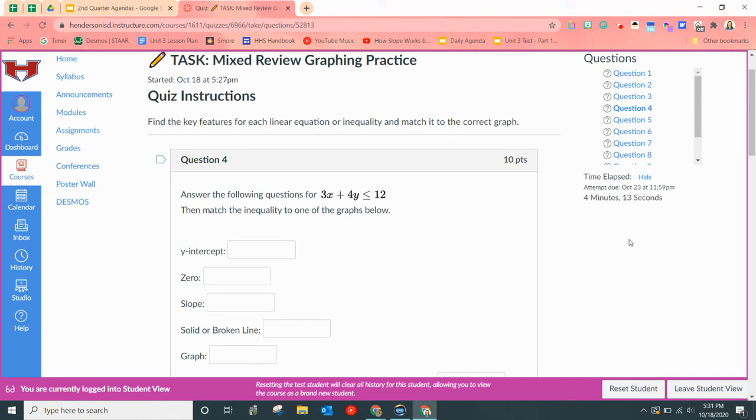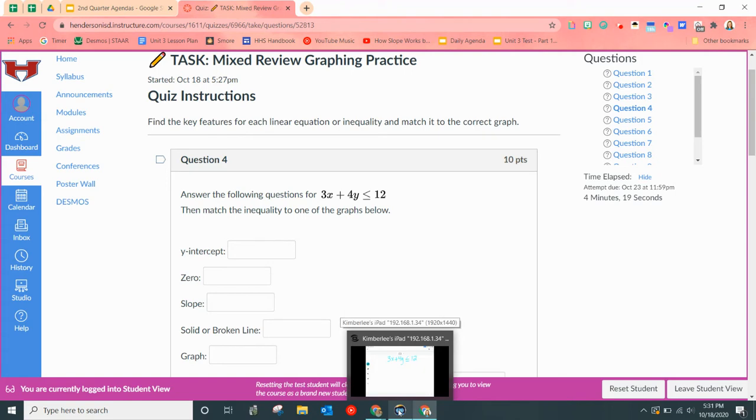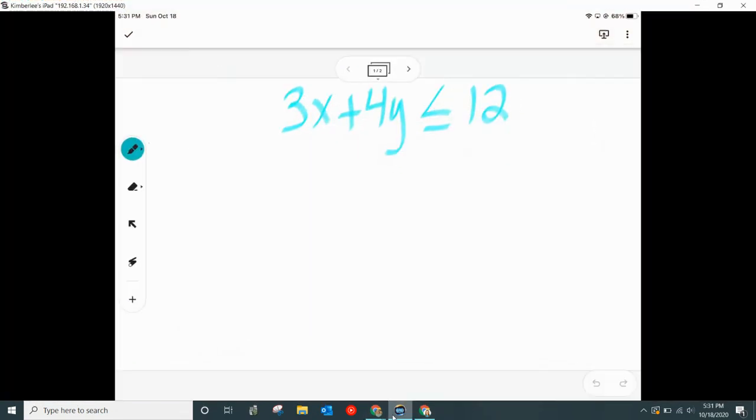Okay, I've got my iPad ready, and I hope you have your scratch paper ready because you're going to need to upload a picture of that at the end. So here is our equation. All I've done is write it over here on my iPad. Because y is not by itself, that's what we need to do first. We've got to solve for y.